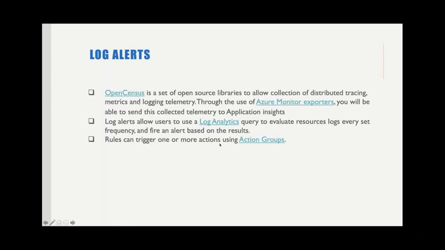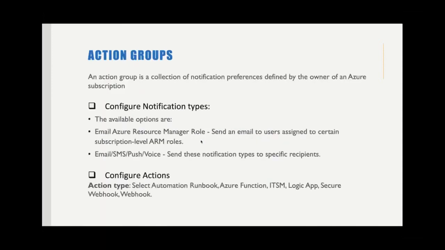Rules can trigger one or more actions using action groups. So action groups are nothing but a set of notifications, like we can select options, email notification or SMS. And the actions are either we can trigger an Azure Logic App based on the alert condition, or we can trigger an Azure Function, or any other infrastructure application. Let us see the practical.